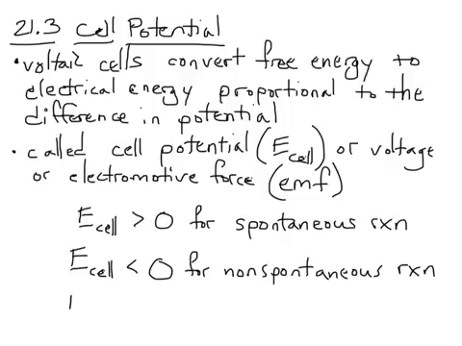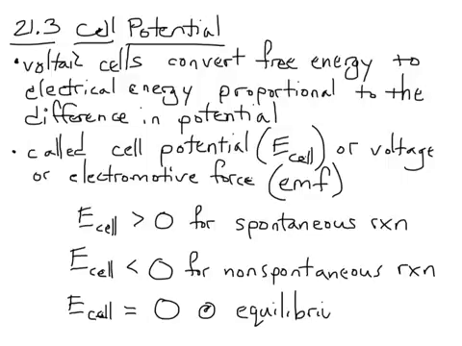And last but not least, what if the cell potential is equal to 0? If it's equal to 0, guess what? You are at equilibrium. No new products are being made, no new reactants are getting used up, and the reaction has come to its close. And again, we call that equilibrium. Okay, so keep those three things in mind. Very, very important.